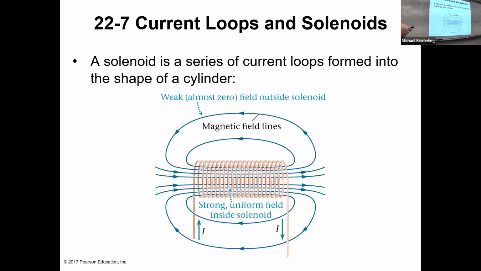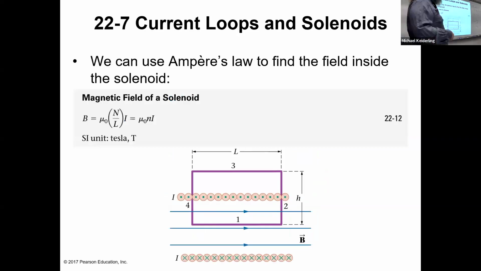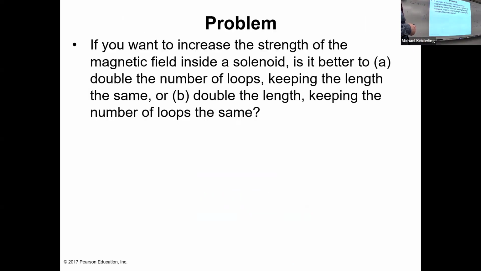And a solenoid is a series of current loops formed into the shape of a cylinder. They have a strong uniform field inside the solenoid and a weak, almost zero field outside. We can use Ampere's law to find the field inside of a solenoid because there's really only the field here. Everything else is 0. So magnetic field times length equals mu naught times I times the number of turns. So mu naught times number of turns over length times I is the magnetic field of a solenoid.